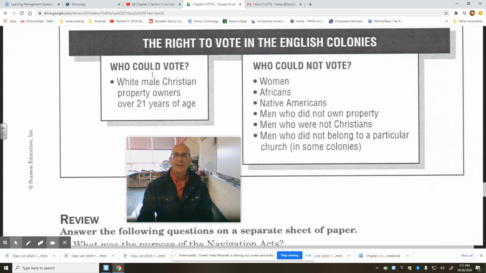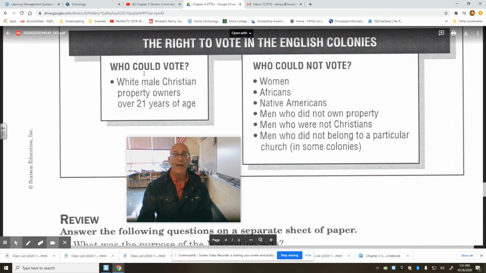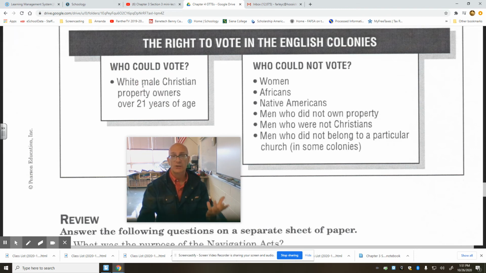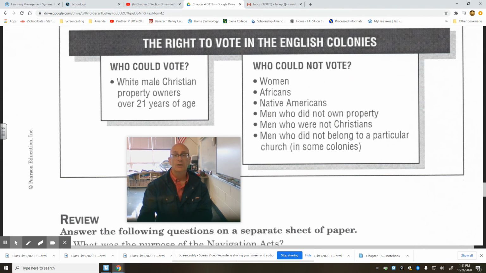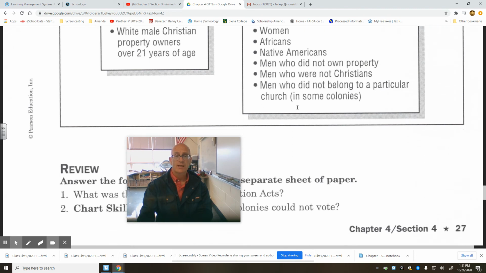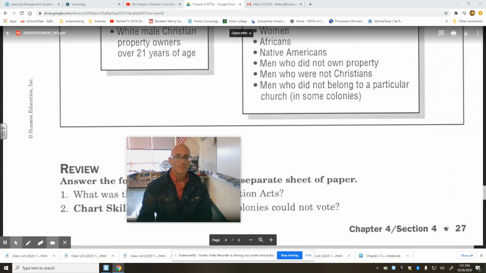So clearly, the chart is showing us that only one real group of people that met 5 requirements could vote. You had to be white, you had to be male, you had to be Christian, you had to own property, and you had to be over the age of 21. If you weren't that, you would fall into this category here on the right, people who could not vote in the English colonies.